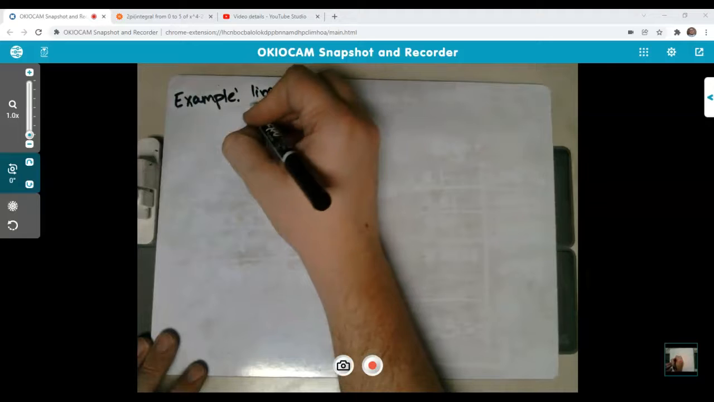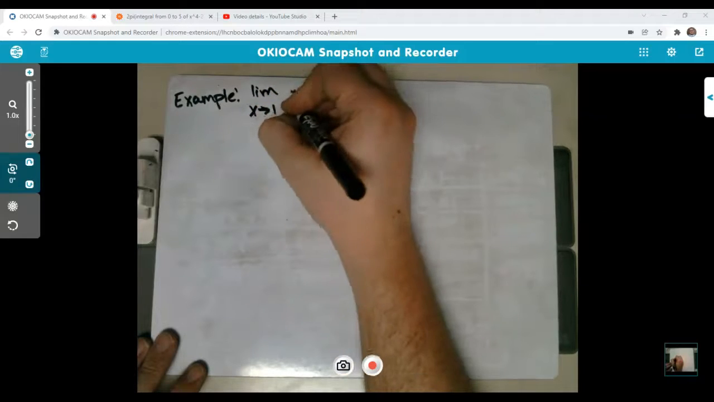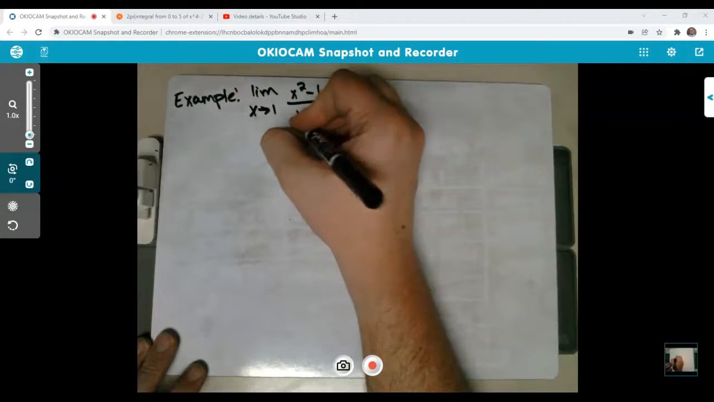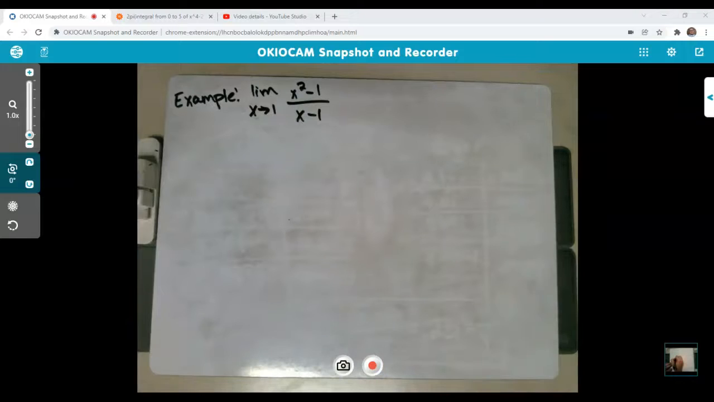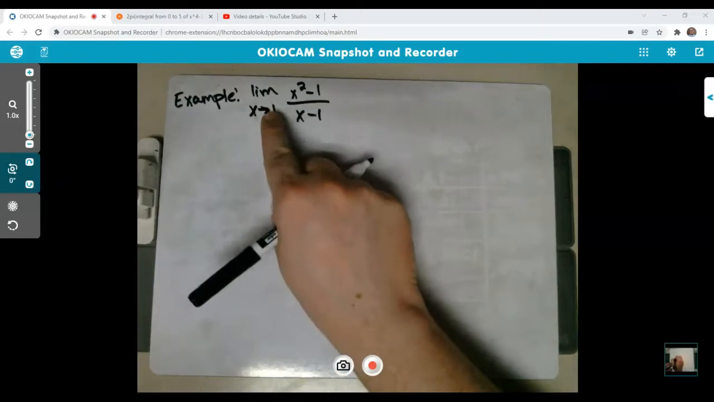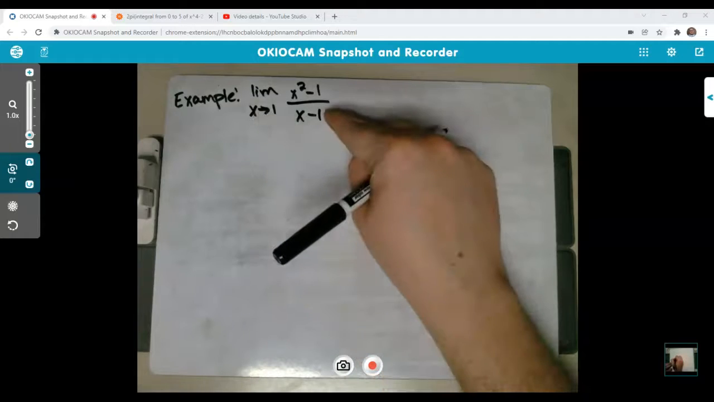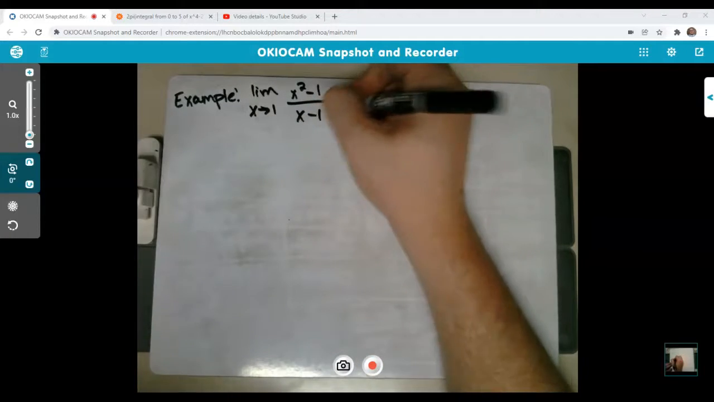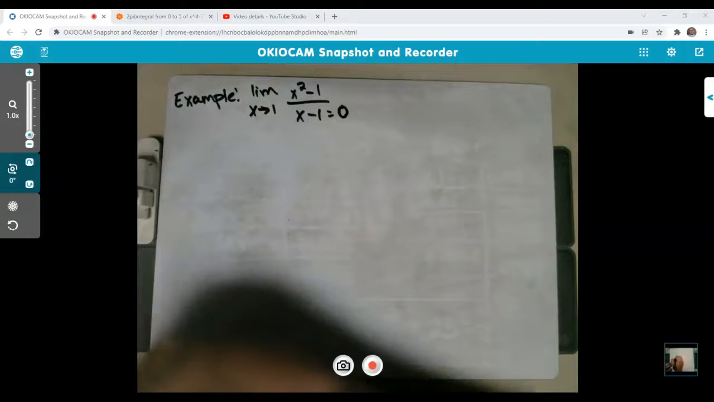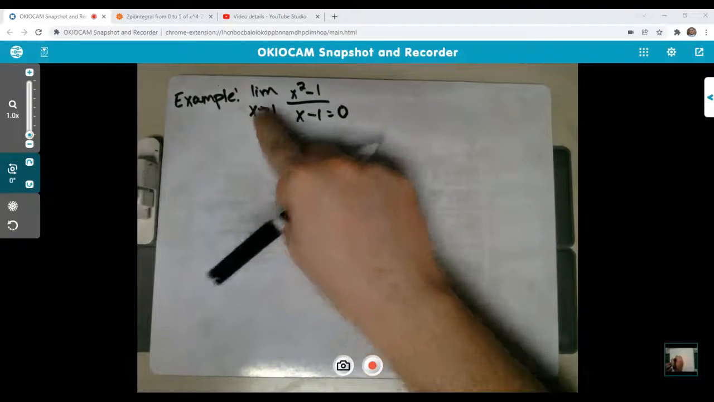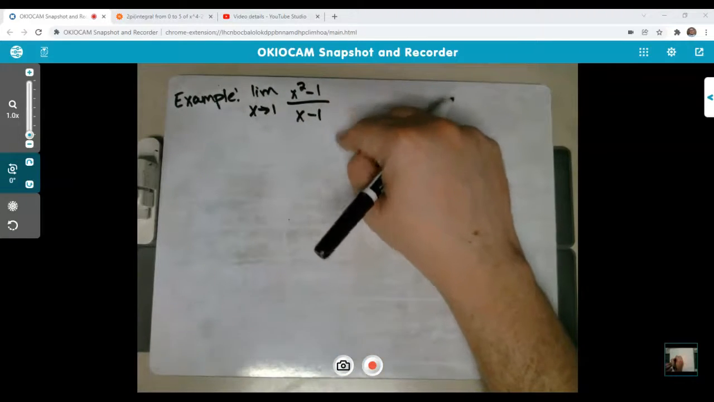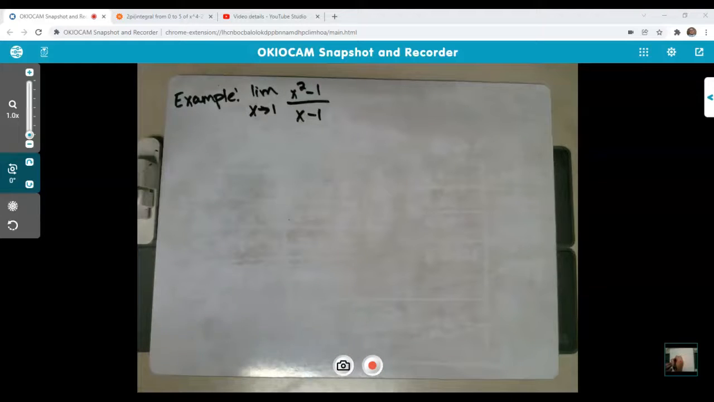Let's do the limit as x approaches 1 of x squared minus 1 over x minus 1. Let's think about this one. If I were to try to plug in a 1 here, notice the denominator would be equal to 0, which I cannot have. So since this is not in the domain, it doesn't work as cleanly as just plugging in a 1. So what I've got to do is look at this and say, is there a way I can rewrite it? Is there anything I can do here?